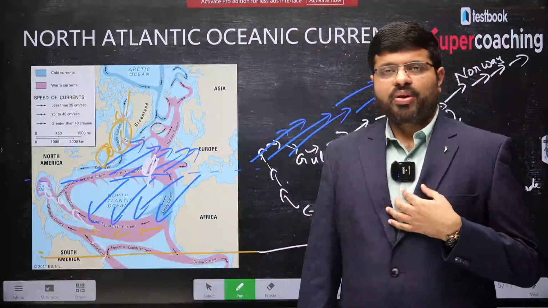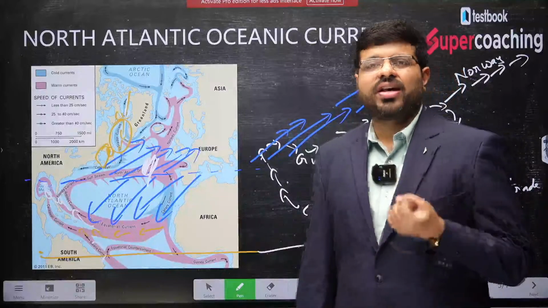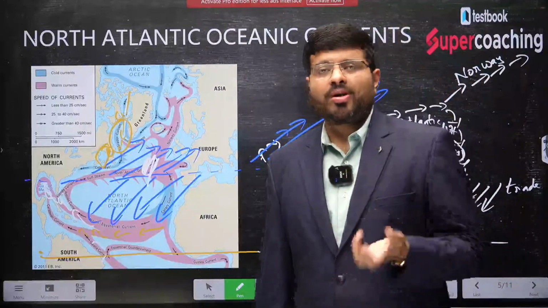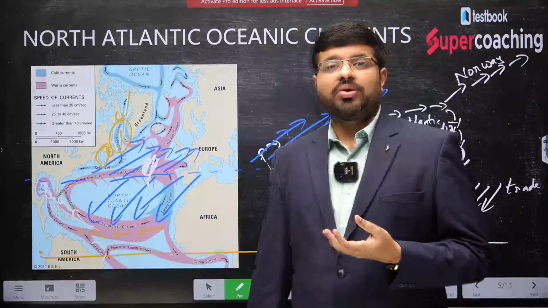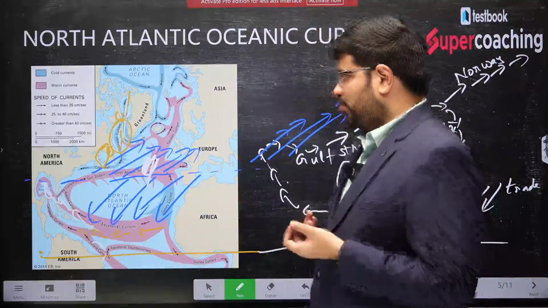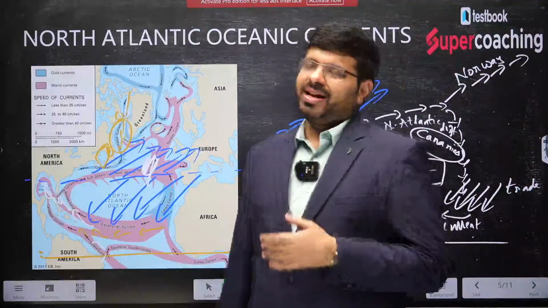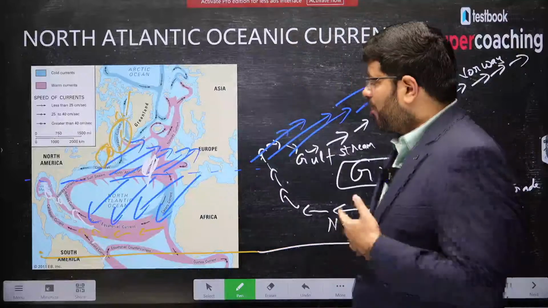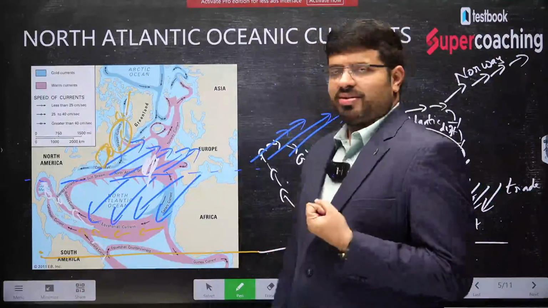Now, what is the thing which you need to remember? The main things. Where is the Gulf Stream? Is it warm or is it cold? Or which part of the ocean it is part of? They will not ask you that. They will ask you, which of the following currents are warm? Which of the following currents are cold? Or they might ask you, what is the significance of this? That they will ask you.